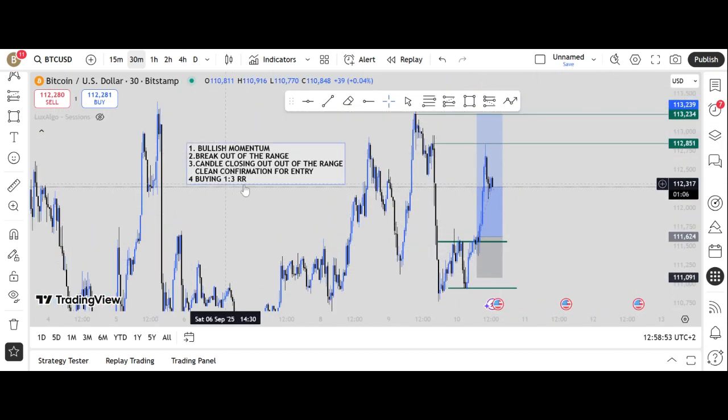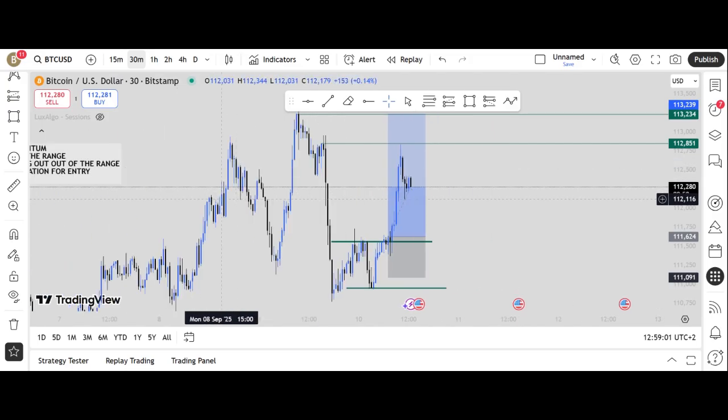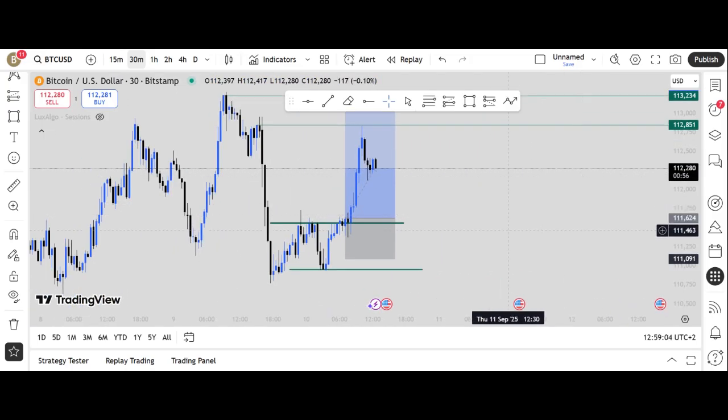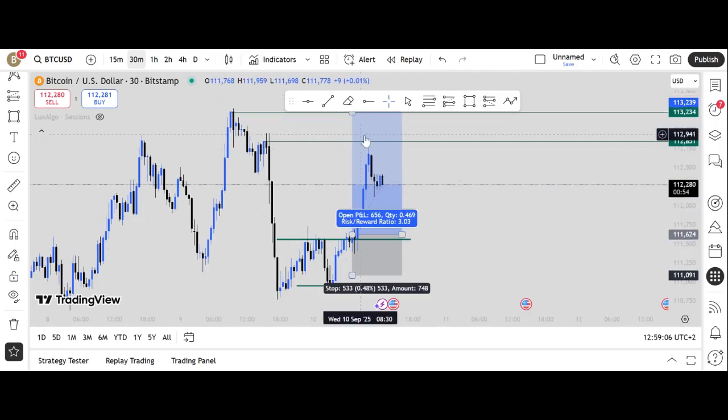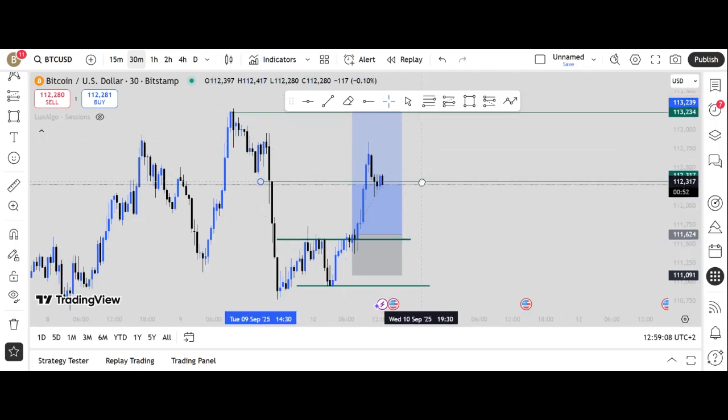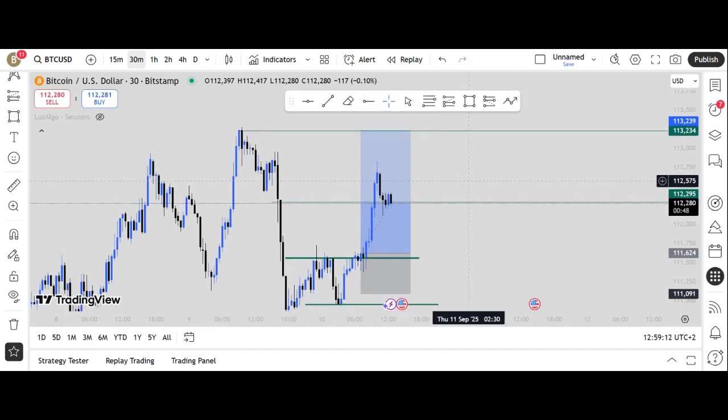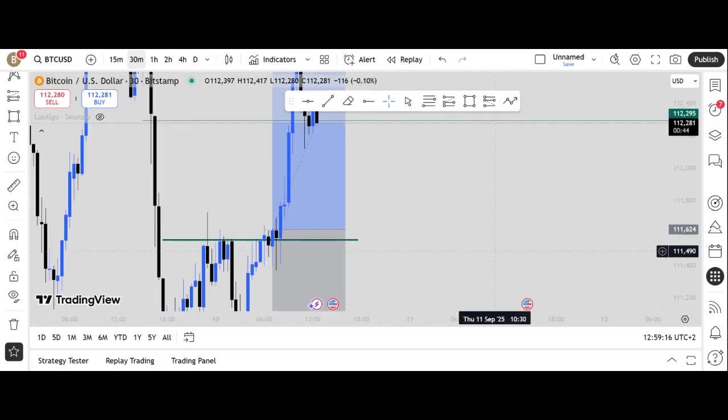So as you can check here, this is the reason why I took the trade. There was bullish momentum, breakout of the range, candlestick close out of the range, clean confirmation for entries, and I was just looking for buying for a 1 to 3. It hasn't hit our third TP yet, but our first TP was at this level, got hit. Now I'm just waiting for price to push to hit our next level.